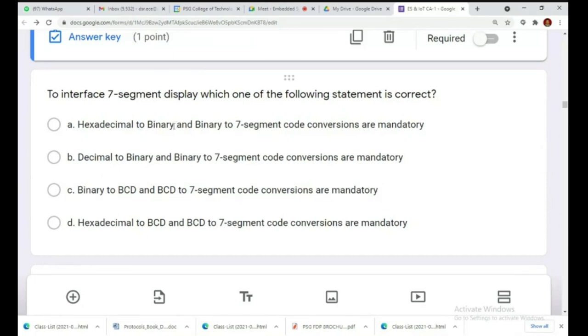Hexadecimal to binary: both hexadecimal and binary are the same. All are binary, right? The way of understanding and displaying is different with respect to hexadecimal and binary. So the answer A is wrong.